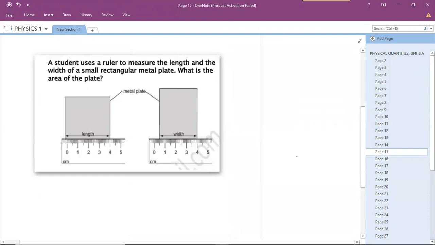All right, so let's have a look at certain meter rule readings here. I don't know whether you can see this. So here we're trying to measure some form of brick. Maybe it's a metal plate, right? And we're trying to calculate the area. So area is length times breadth.